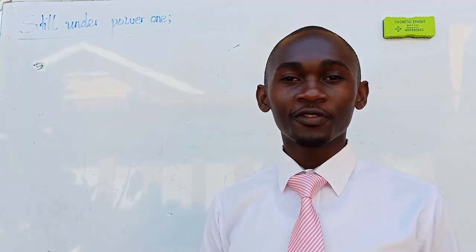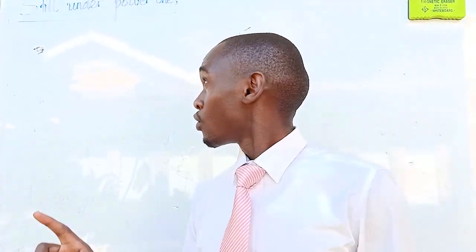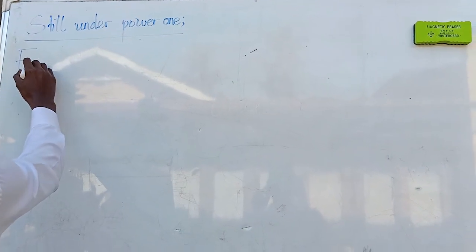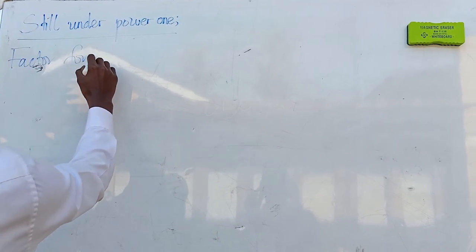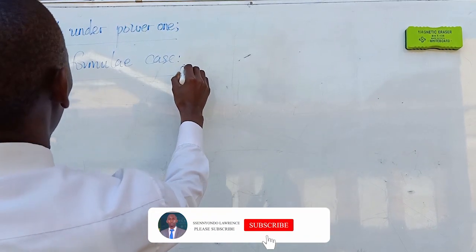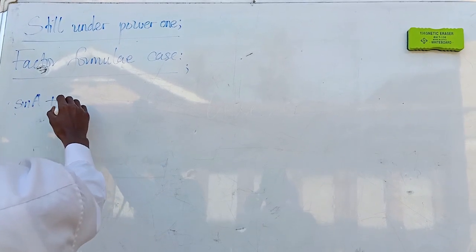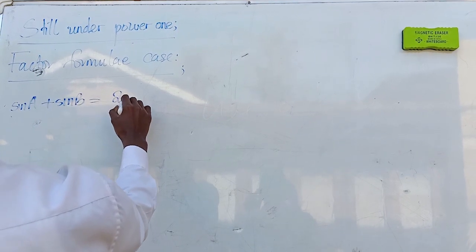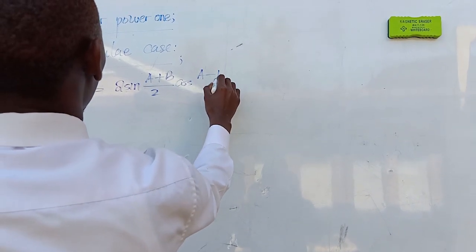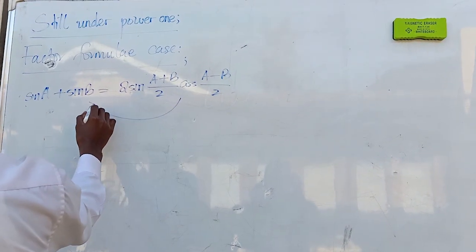Now, having looked at the different cases under power 1, or what we call the general cases of sine, cos, and tan, we want to still look at the special case. The special case still under power 1, I want us to look at the factor formulae case of odd powers, where we need to know that the sine of A plus the sine of B is equal to 2 sine of A plus B out of 2 multiplied by the cos of A minus B out of 2. Our interest under integration is the reverse process.